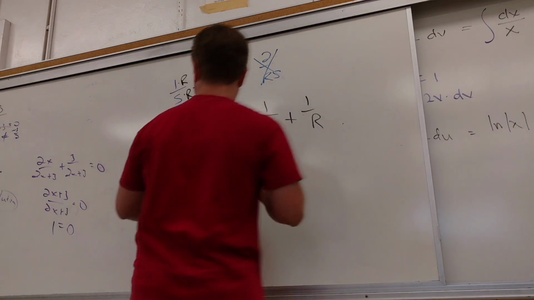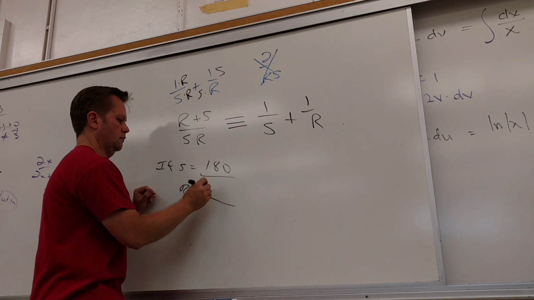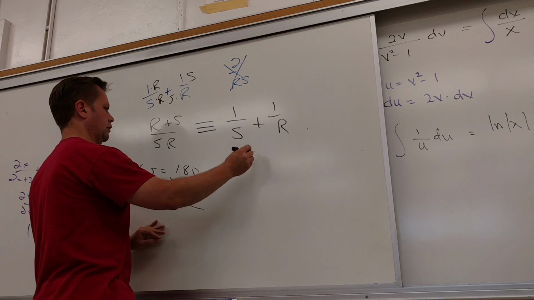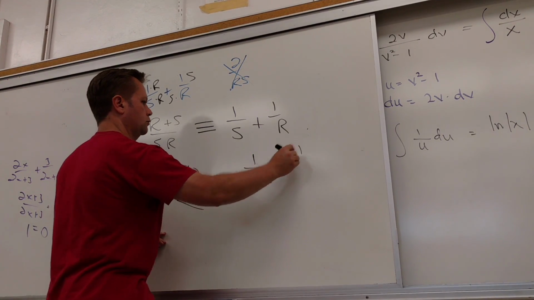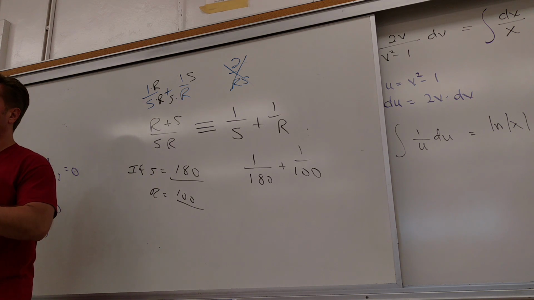Okay, so what did I say? S equals 180 and R equals 100. Okay, so let's take a look at this. That would be 1 over 180 plus 1 over 100. I don't know if you guys remember the way that I suggested you do these.